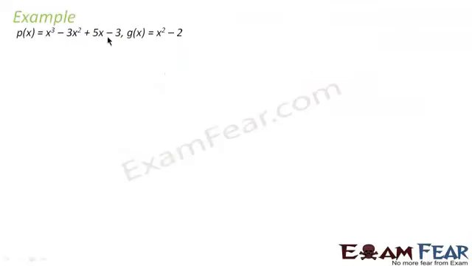Let's suppose p(x) is equal to x cubed minus 3x squared plus 5x minus 3, and g(x) is equal to x squared minus 2. First step, we have to arrange in descending power. It's already arranged, so we'll ignore this. Second is we have to apply the Euclid formula. So let's do this. x squared minus 2, x cubed minus 3x squared plus 5x minus 3. Correct? x squared, you have to multiply with x to get x cubed.